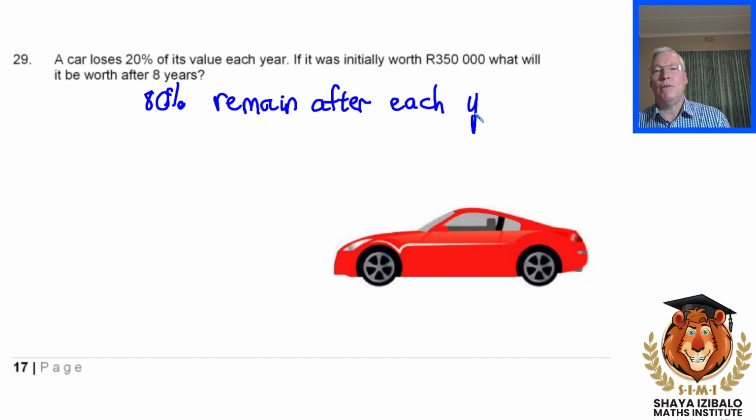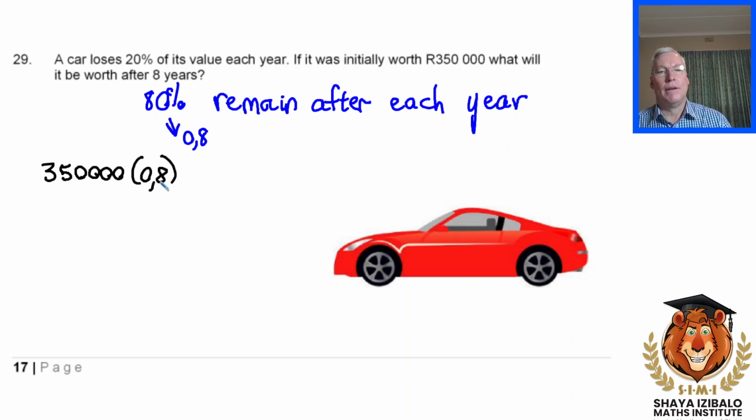Now, what do we multiply by to find 80%? 80% is just 0,8. So let's take a look. At the end of the first year, it will be worth 350,000 Rand times 0,8. We can work that out as a number, but it's actually almost easier to see what's going to happen now. That number, 350,000 times 0,8, is what it's worth at the end of year one.